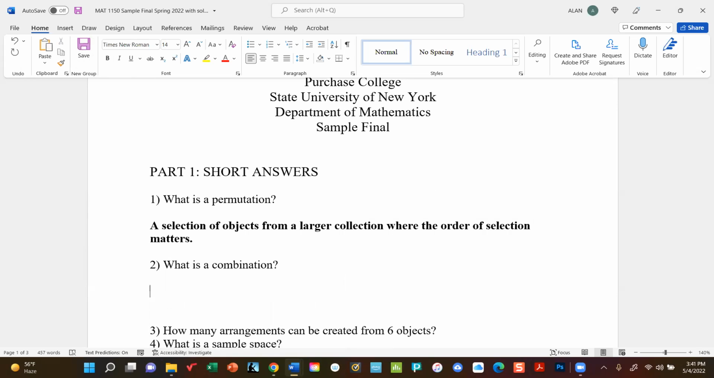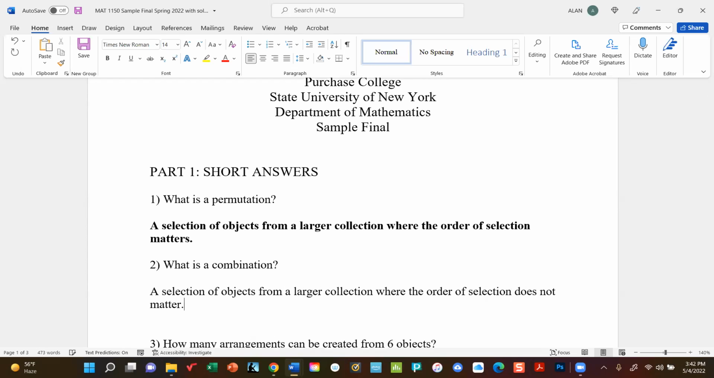But with other areas, like if you're trying to choose toppings for an ice cream, the order of selection does not matter. And so what we have instead is a combination, because here it's a selection of objects from a larger collection where the order of selection does not matter. That's the difference between the two. Does the order of selection matter or not?